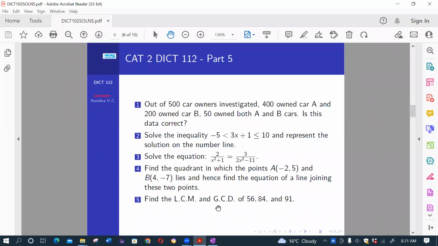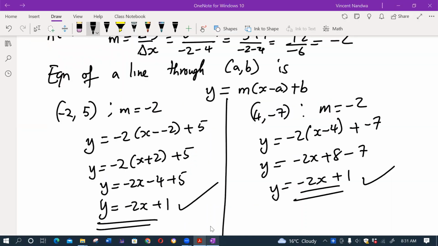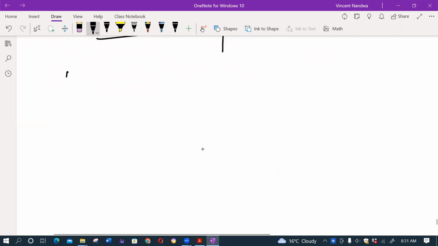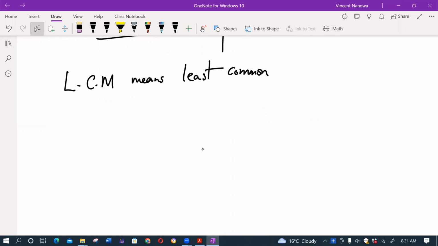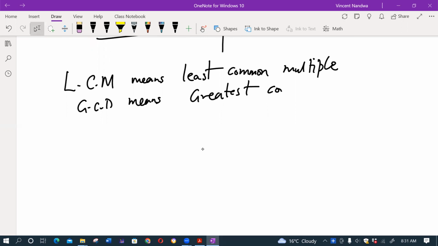Lastly, find the LCM and GCD of 56, 84, and 91. So LCM means least common multiple, while GCD means greatest common divisor.